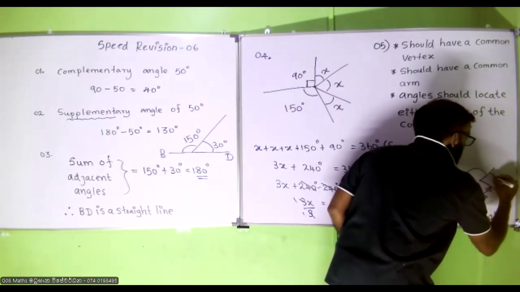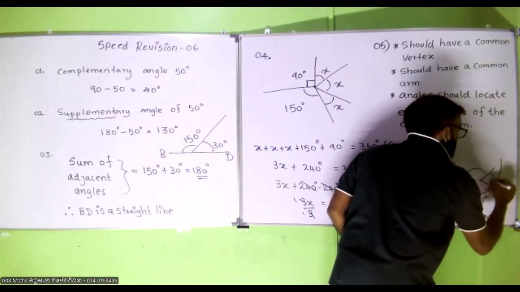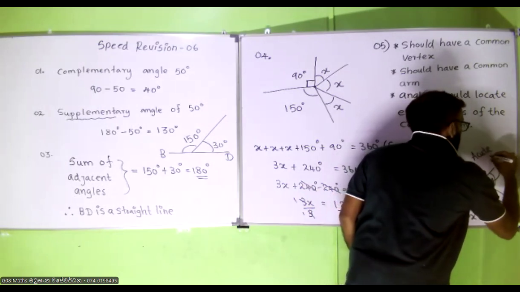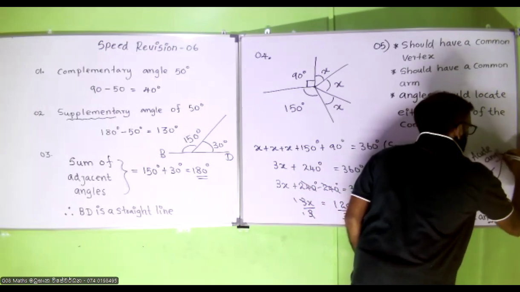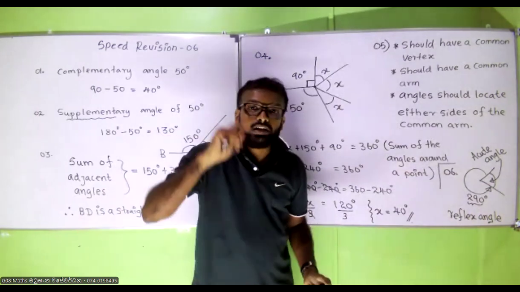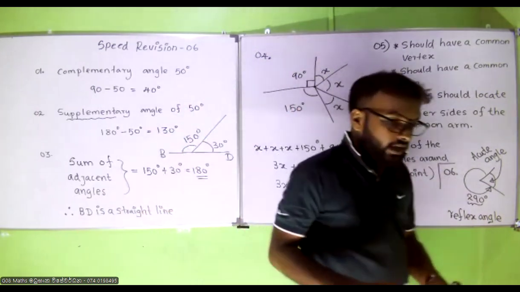Reflex angle, and if you want, you can write the symbol, but it is not necessary. If you want, you can write acute angle for your reference. Obtuse angle, straight angle, right angle. There are 5 types of angles.